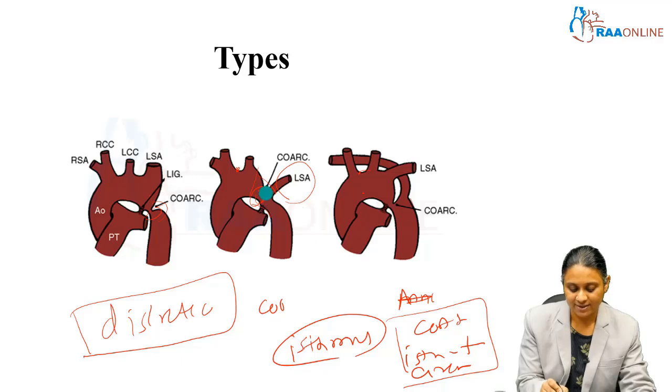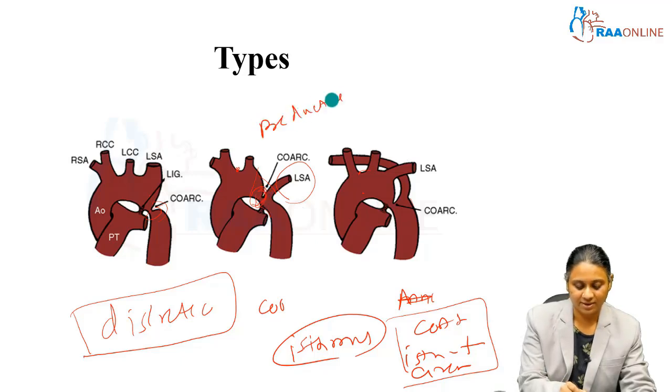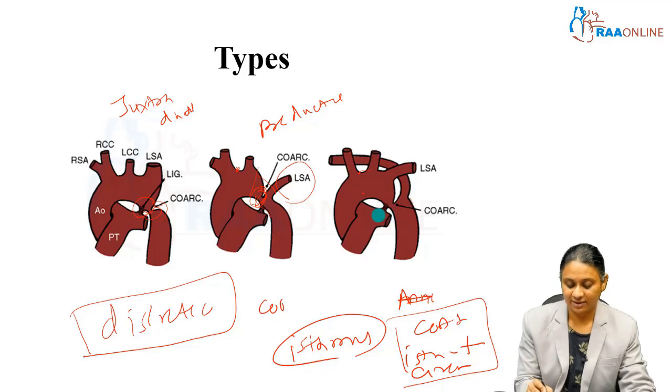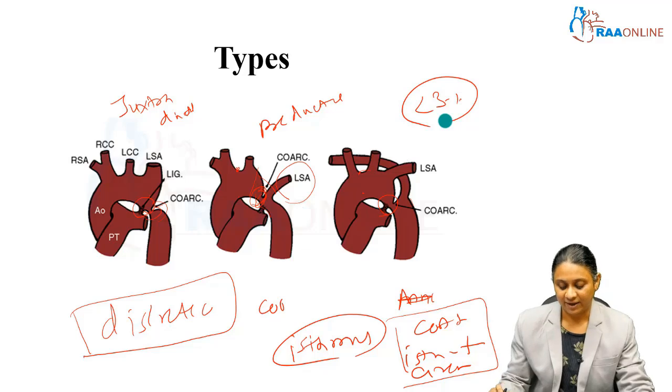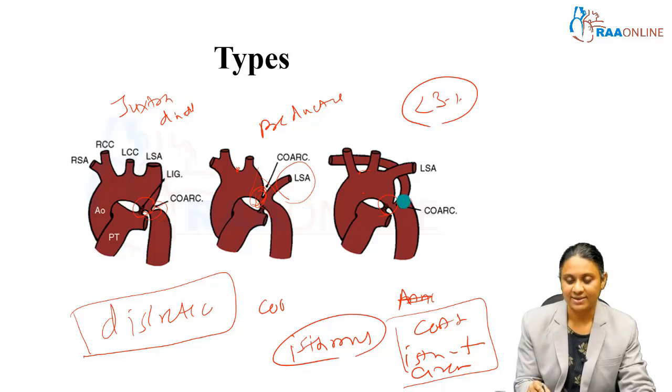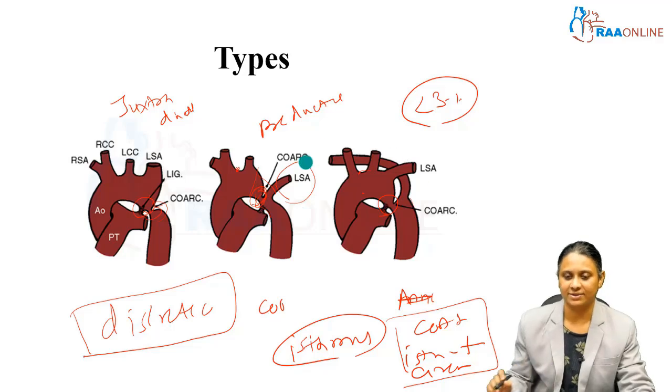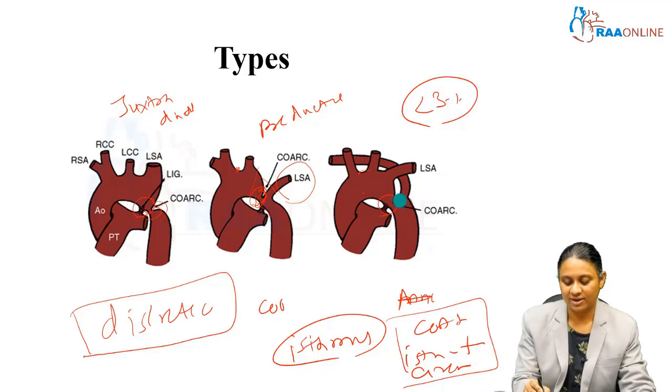Here we can see the 3 different sites of COA. Here it is pre-subclavian, also called preductal. This is the commonest type, that is the juxtaductal. There is another type which is very rare, less than 3%, where there is an anomalous right subclavian artery originating from the postductal site. So this is the anomalous artery, like a dysphagia lusoria, which comes after the ductus, after the coarctation site.